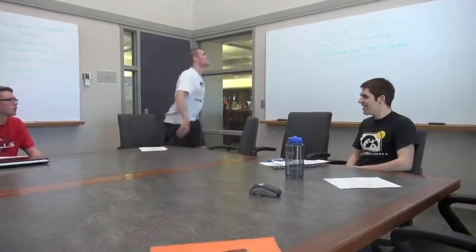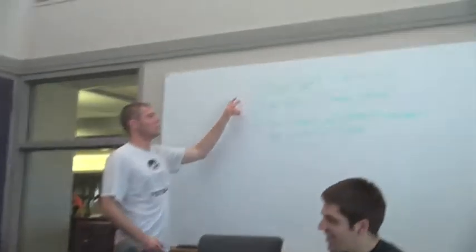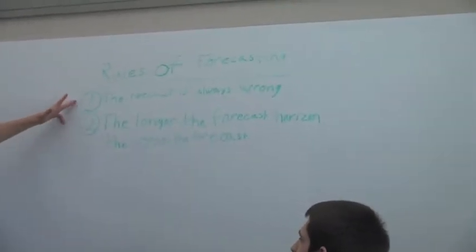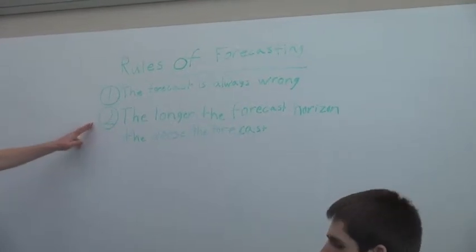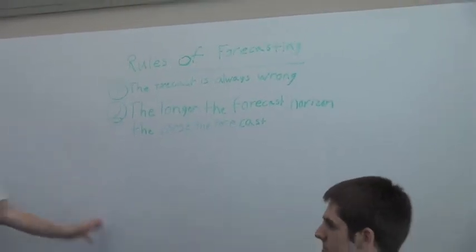So how do we start forecasting? Well, I'm glad you asked. First, let me tell you about the rules of forecasting. There's two. The first is the forecast is always wrong. The second is the longer the forecast horizon, the worse the forecast.